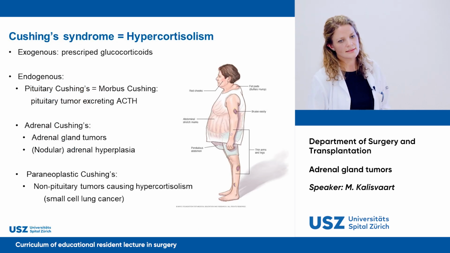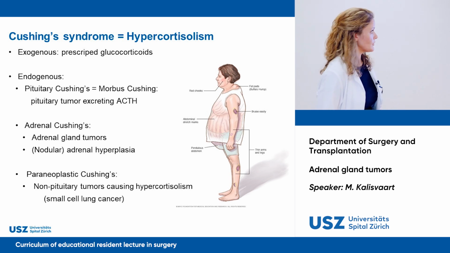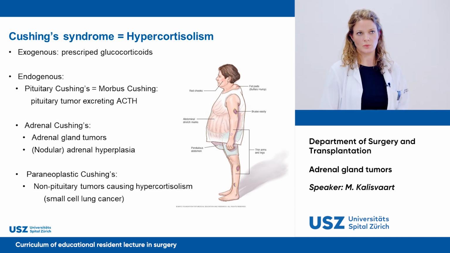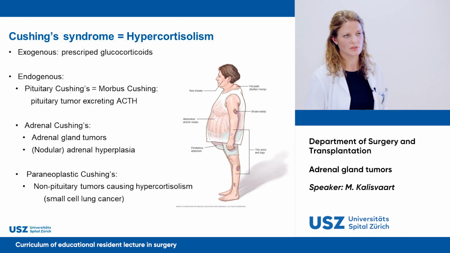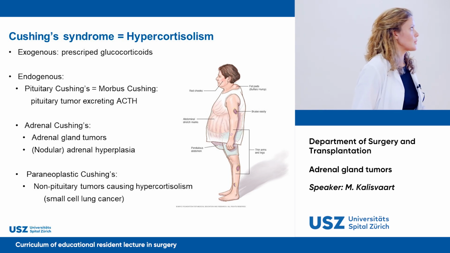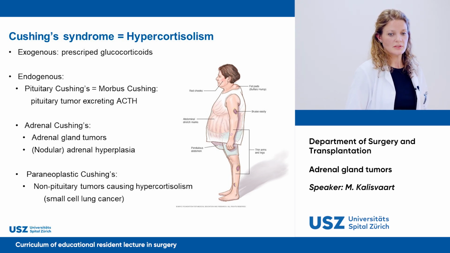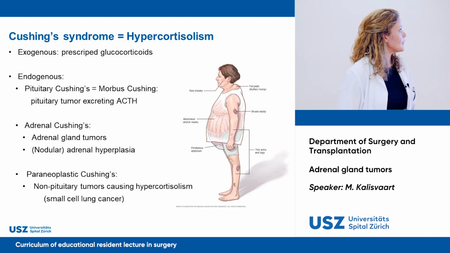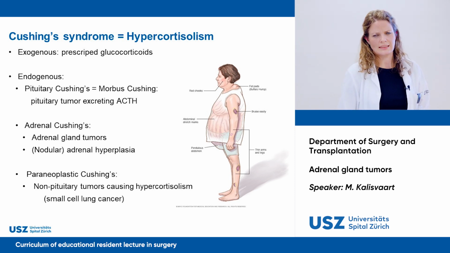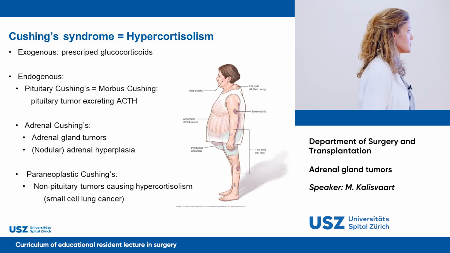Then the second syndrome is Cushing syndrome, which is hypercortisolism, and can also be divided in different groups. First is what we see a lot as well, the exogenous Cushing syndrome, which is if we prescribe glucocorticoids, for example, for autoimmune diseases. Then the endogenous forms. First we have the pituitary Cushing's, which is actually the classic Cushing's disease, or morbus Cushing, which is a pituitary tumor that excretes ACTH.